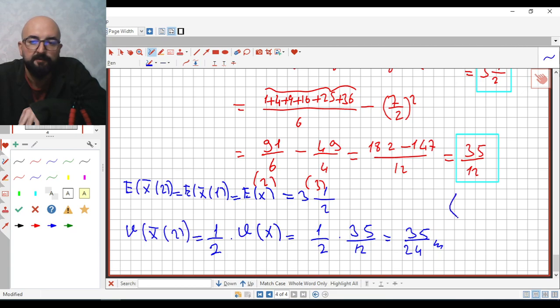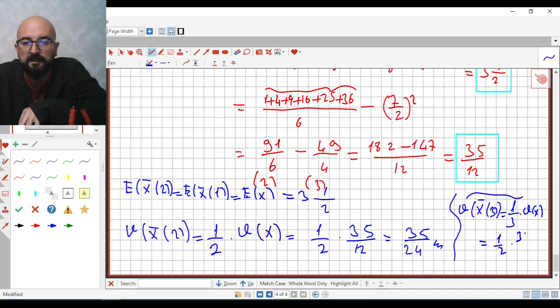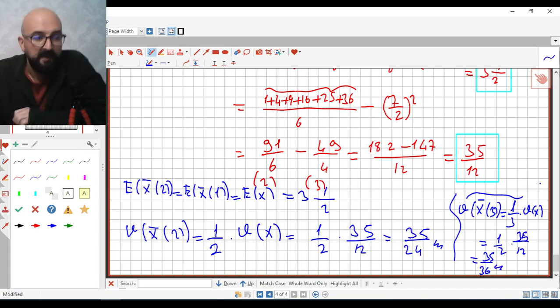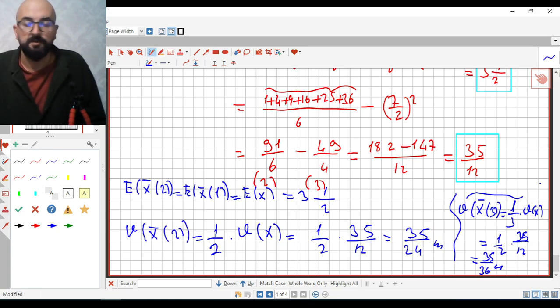Okay, for example, the variance of the sample mean of size 3 is 1 over 3 the variance of x, and 1 over 3 of 35 over 12 is 35 over 36, and so on. Okay, now in this lesson we finished. So have a good lesson and have a good day.